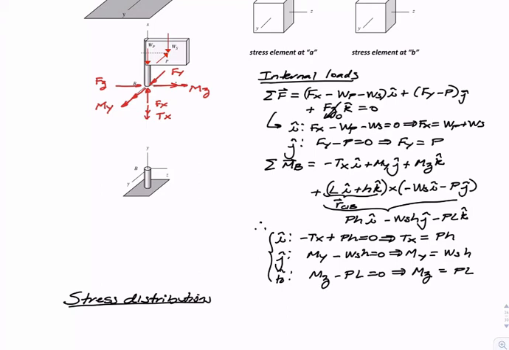The first one I'm going to deal with is what I'm going to call tau 1. And tau 1 is going to be the shear stress due to Fy. So this is d over 2 over IP.